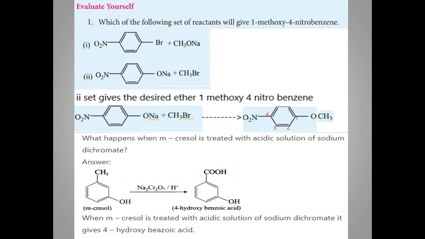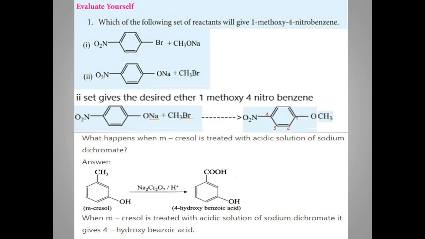In the second, the sodium is attached to the oxygen, and that oxygen is attached to the benzene. We can remove the sodium from this compound. The sodium combines with the bromine of methyl bromide, so we get the desired product, 1-methoxy 4-nitrobenzene.